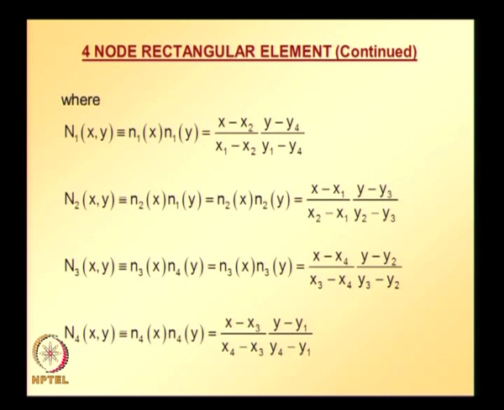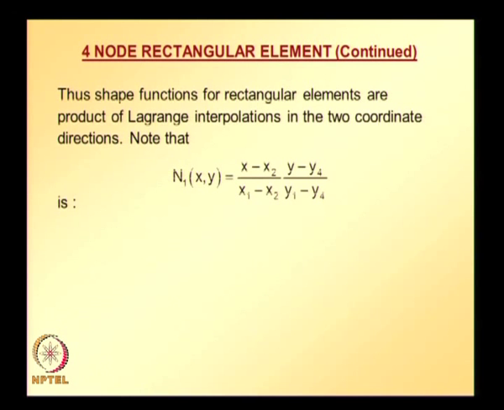Similarly, N3 is going to be equal to 1 at node 3 and equal to 0 at the rest of the nodes. Similarly, N4 is going to be 1 at node 4 and equal to 0 at the rest of the nodes. So, the shape functions for rectangular elements are products of Lagrange interpolations in 2 coordinate directions.